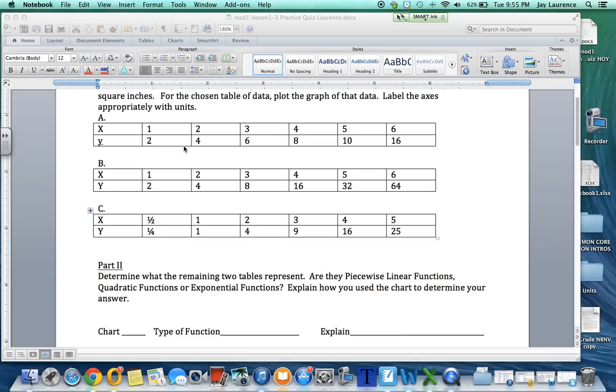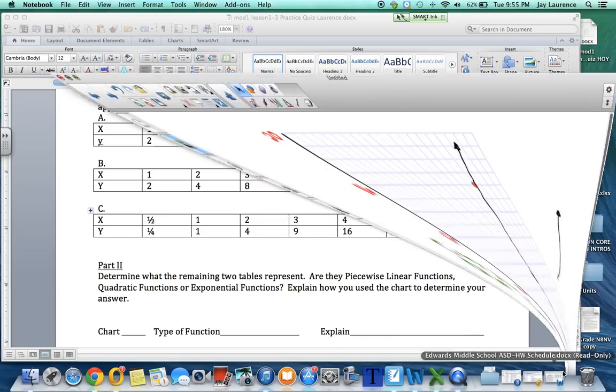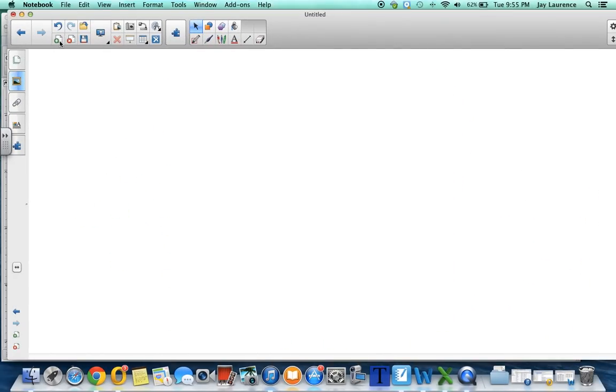Okay, well, let's check out this first one. It's plus 2, plus 2, plus 2, plus 2. This is going to be a linear pattern. Every time x moves up 1, y goes up 2. Moves up 1, goes 2. Here, let's do that on a graph for a second. Let me get a new graph.